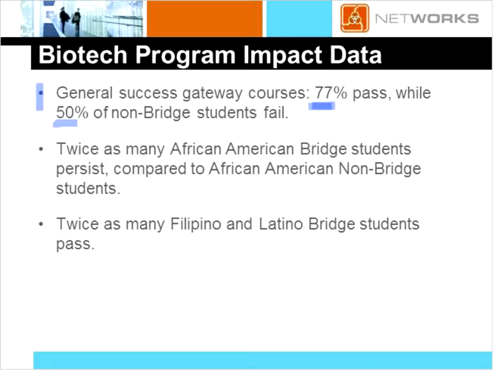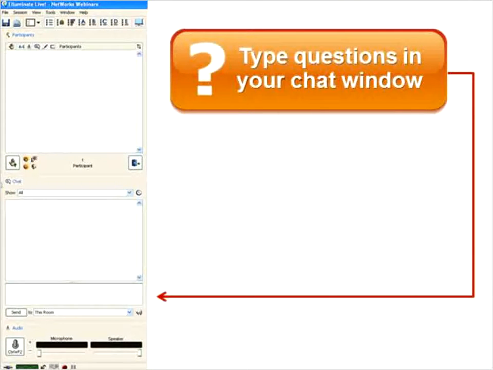We have significant gains for minorities listed here, and more minority gains here. Twice as many Filipino and Latino Bridge students pass. So we're doing quite well. We have room to improve as well, but I wanted to show you the data because all the persistence and success barriers that I talked about in the beginning of this webinar are often clearly addressed by Bridge programs.